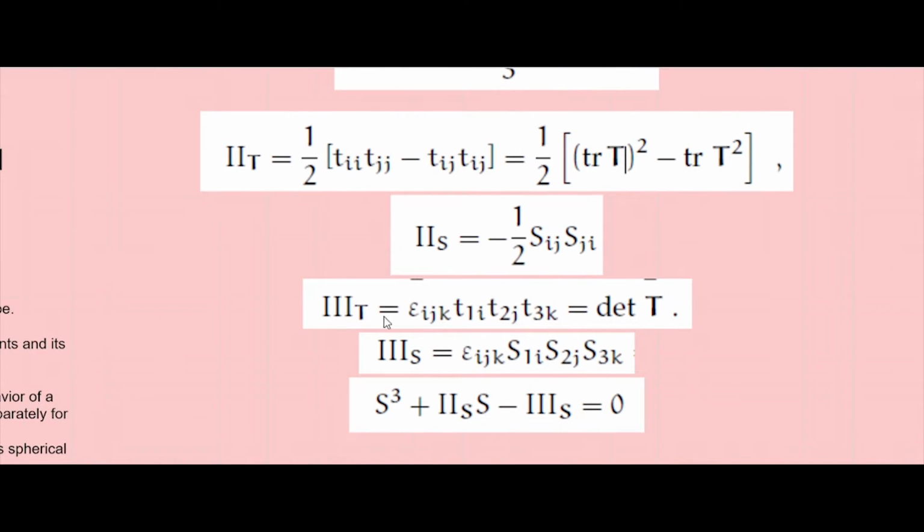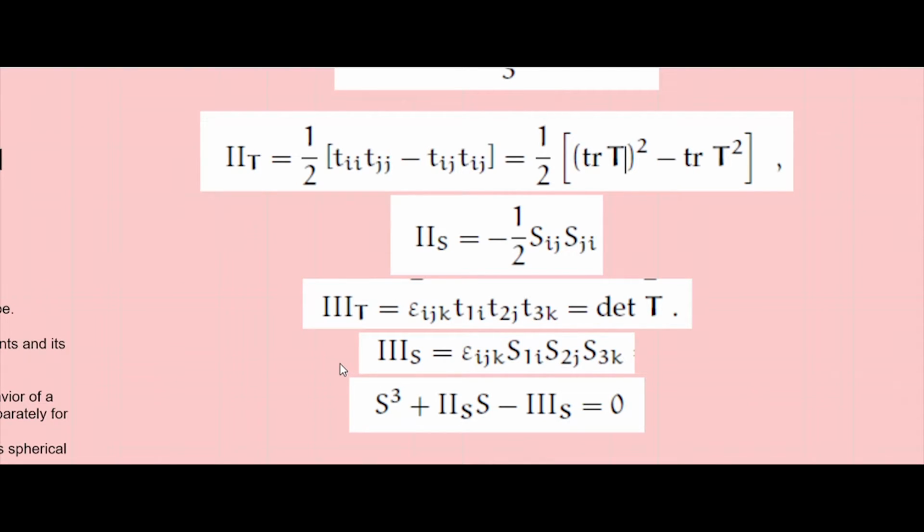Lastly, the third invariant is always the determinant of the matrix, which cannot be further simplified, and it is shown here. Using these invariants, we write this cubic equation where S represents the principal values of the deviatoric stress tensor.